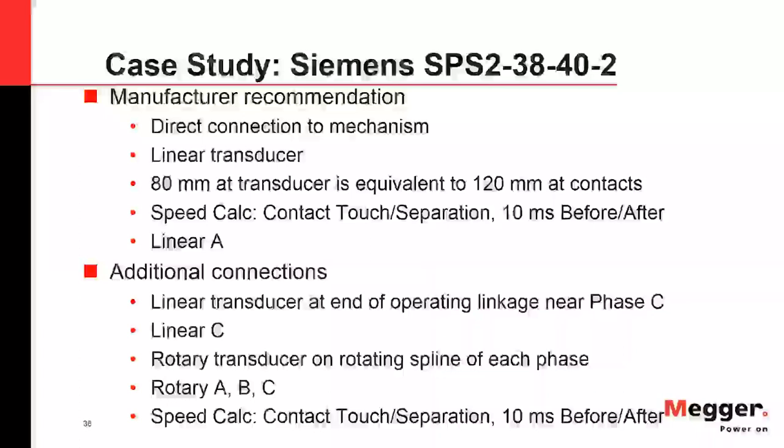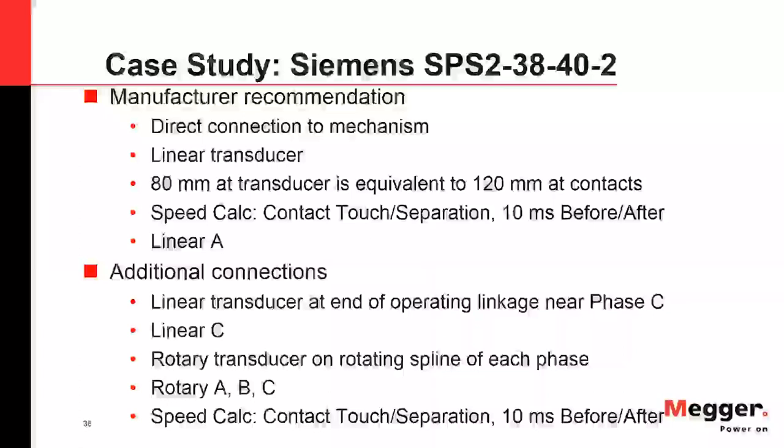And throughout this case study, I'm going to refer to that connection as linear A, because this is on the mechanism, which is closest to the A phase. What I'm going to do, though, is make some additional connections, and we're going to use a linear transducer at the end of the operating linkage near phase C.